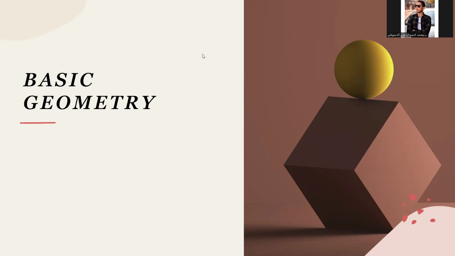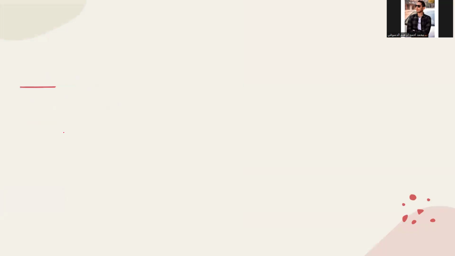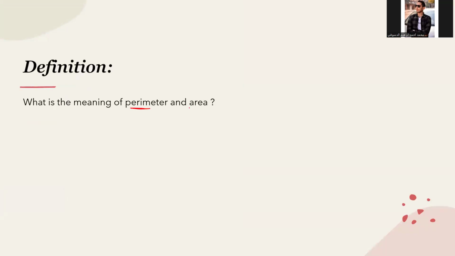Today I hope you understand this lesson very well and start solving the problems all by yourself. So today we are having a basic geometry. Let's start with the definition related to the perimeter and the area of any shape. So let's start with the perimeter.